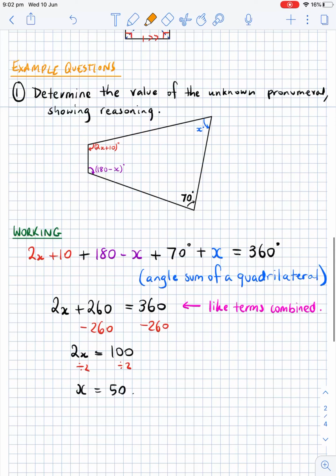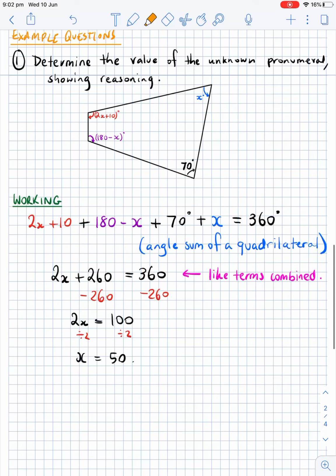Okay, let's do an example question. Determine the value of the unknown pronumeral showing reasoning. So here we've got 2x plus 10, we've got 180 take away x, we've got x, we've got 70. We need to figure out this value of x. What does x equal? So the idea is that all four of these angles have to add up to 360 because it's a quadrilateral. So we do that plus that plus that plus that, all four angles. Make sure you show your reasoning for it equaling 360, angle sum of a quadrilateral, because we needed to show our reasoning.